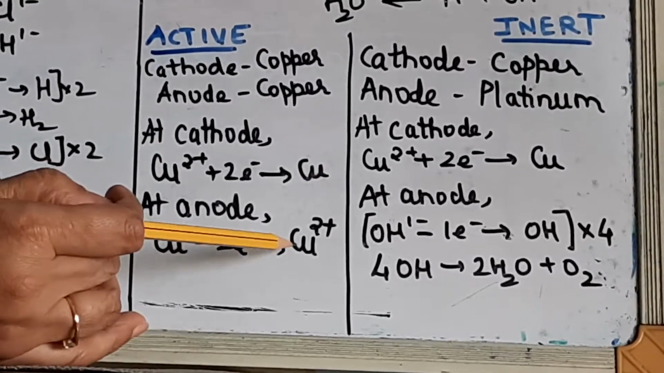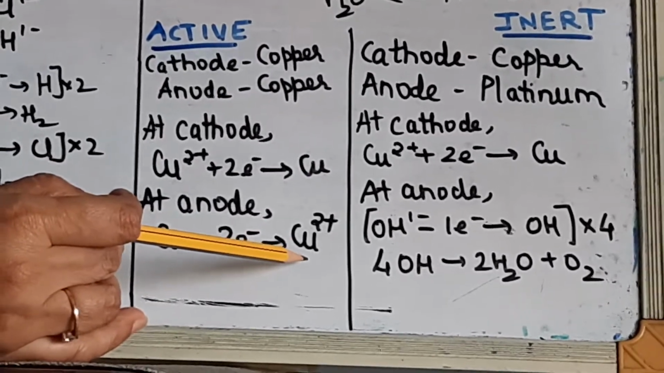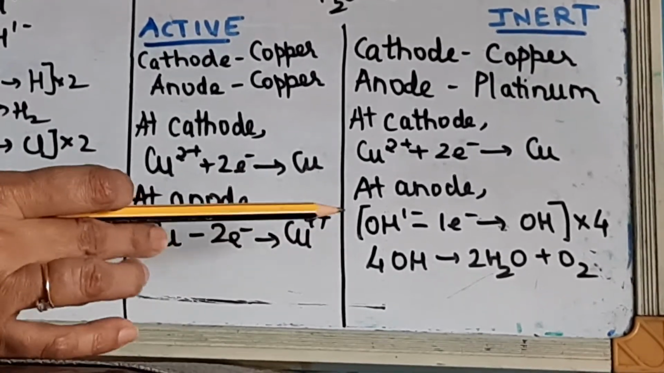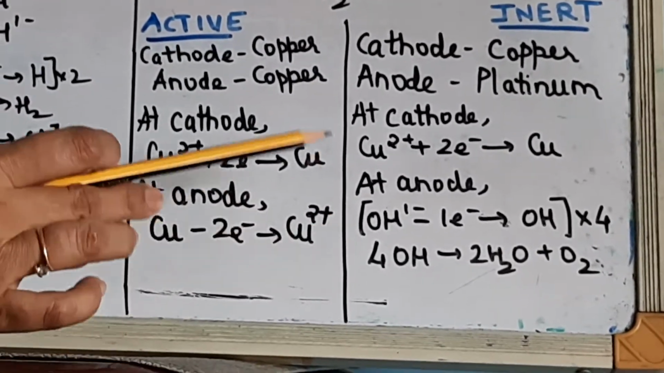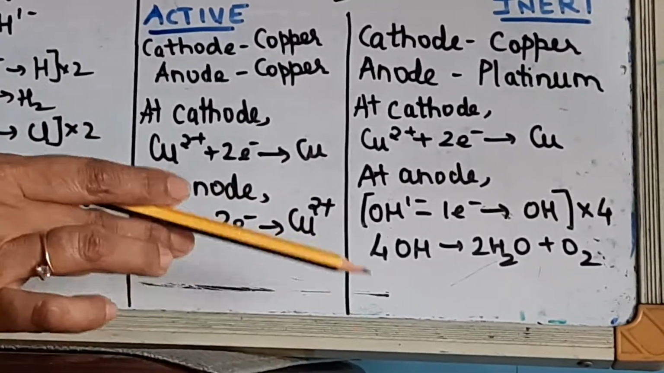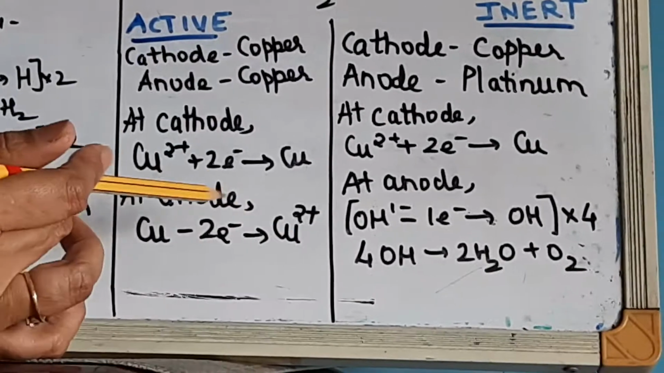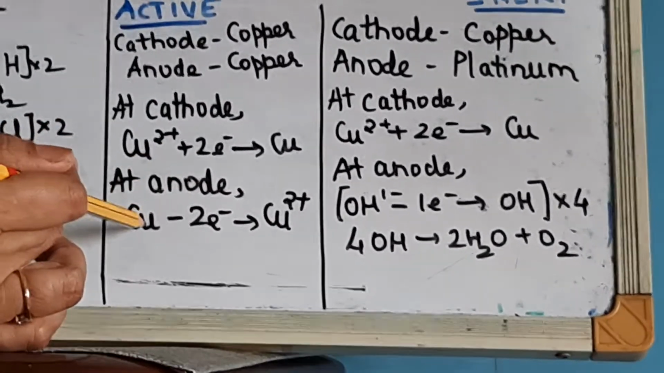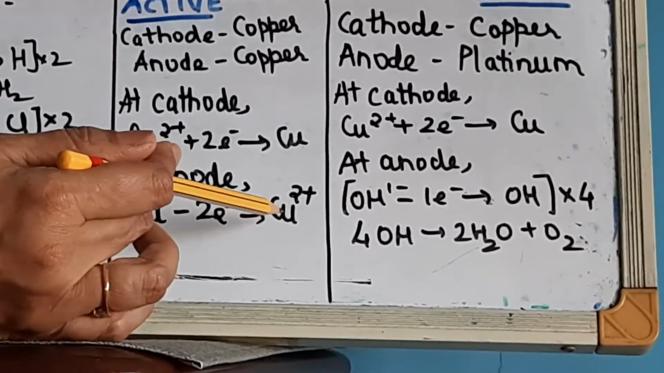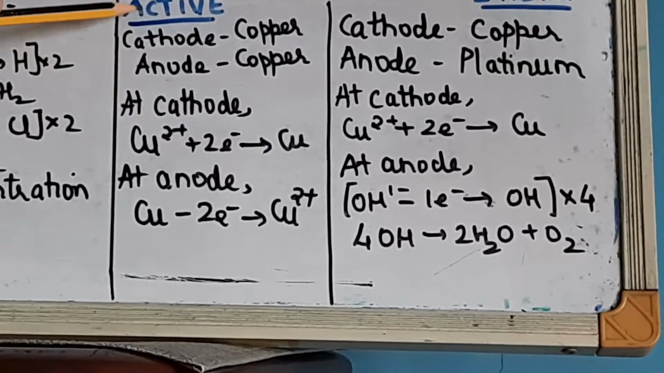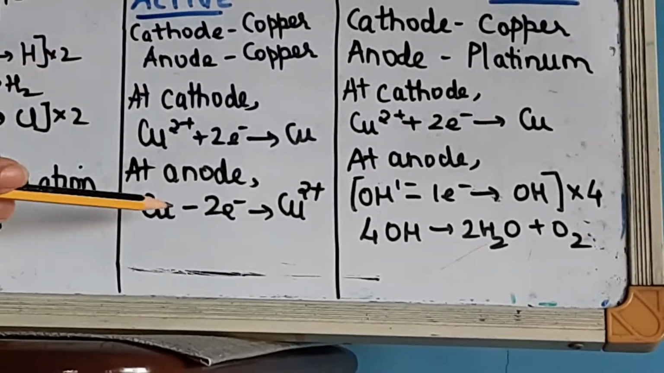It will lose electrons and form copper ions, whereas the sulfate and hydroxyl will remain in solution only near the anode. Sulfate and hydroxyl will migrate to the anode, but neither gets discharged, because our anode is an active copper electrode. So that itself will lose electrons and form copper ions. Is this clear?